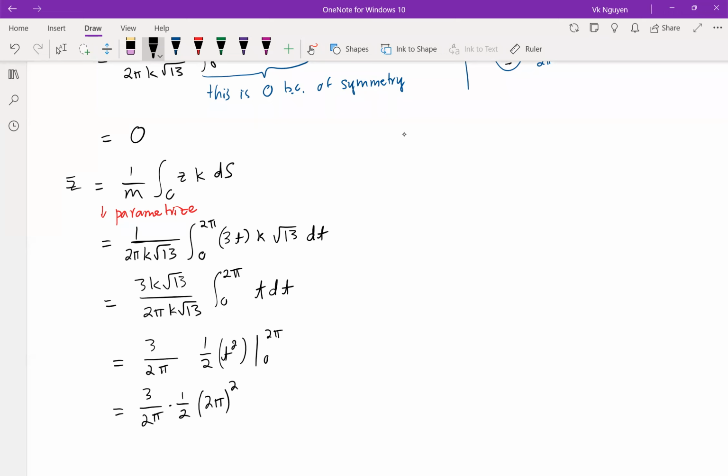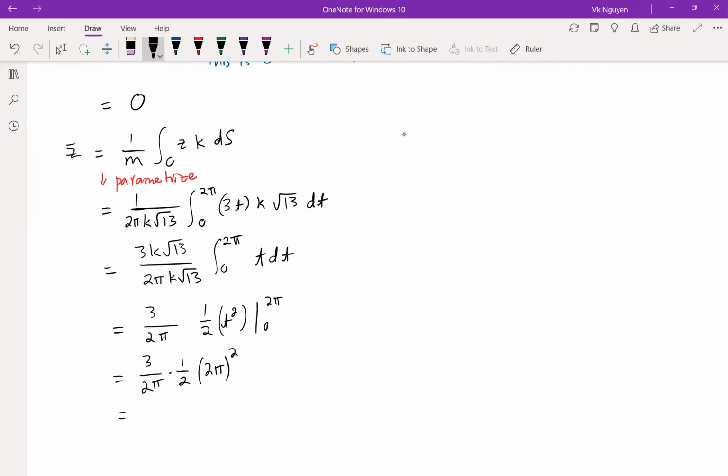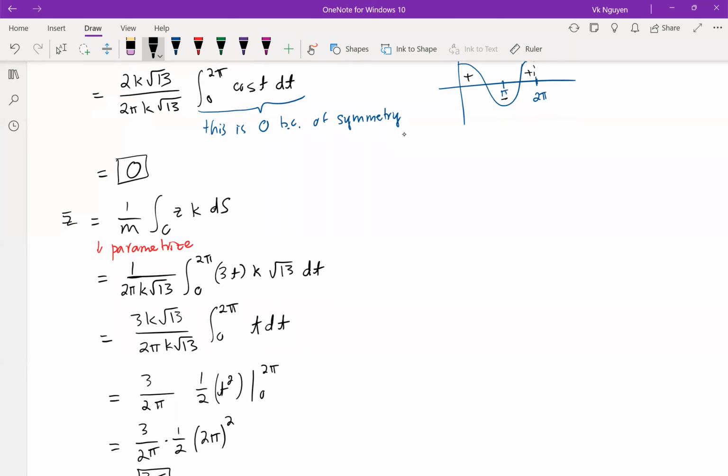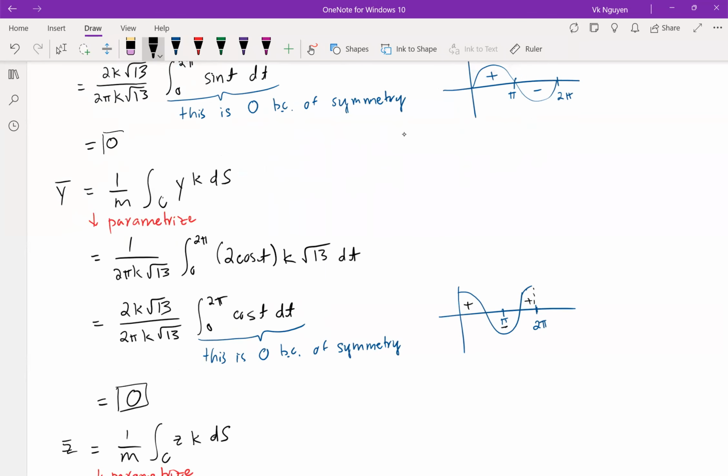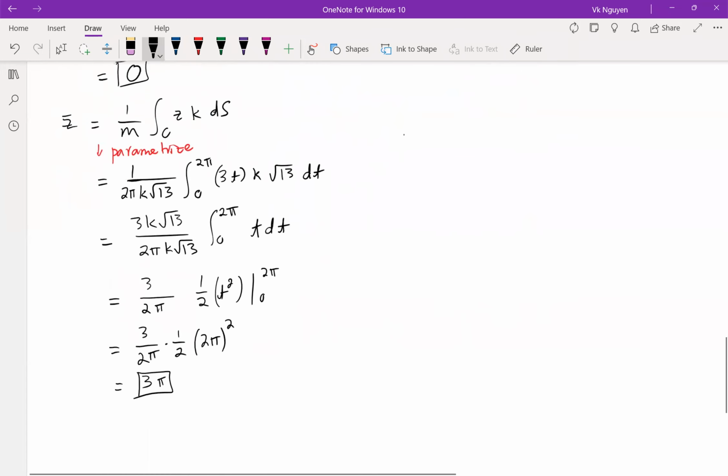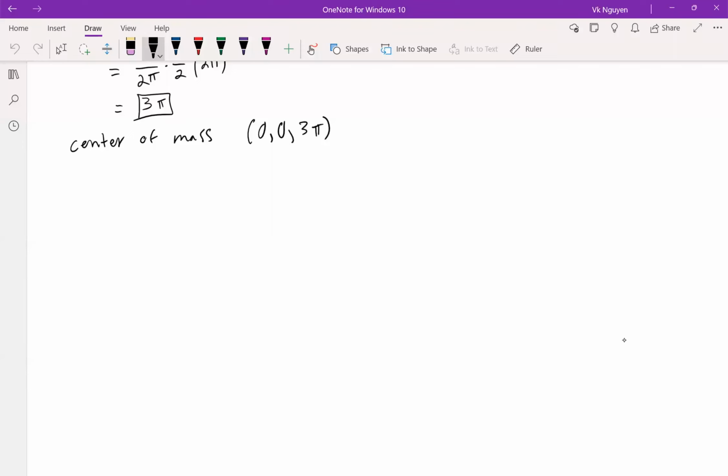So as you can see, what do we have here? We have a 3 pi. So box them up, and the center of mass is 0, 0, 3 pi. Two. So there's 3.